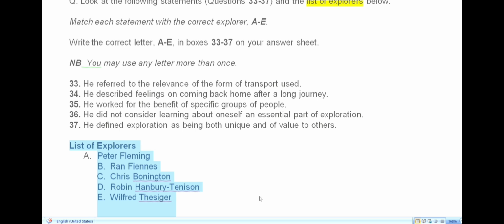What are you supposed to do? Locate these people and say which explorer has mentioned this statement, or which explorer has supported this statement. For example, for question number 33, it is Robin Hanbury Tennyson. Then you write only the letter D in capital for question number 33. So this is another type of question.